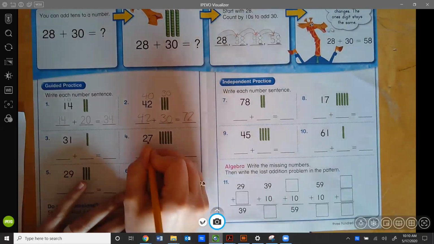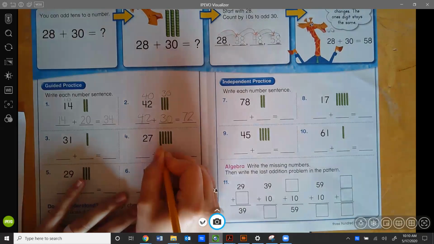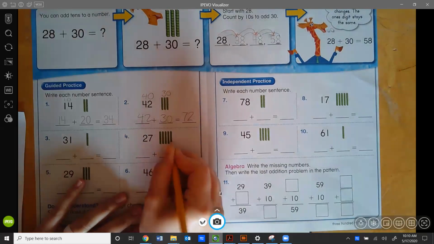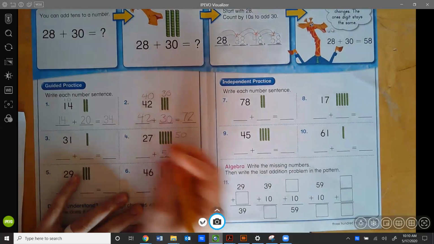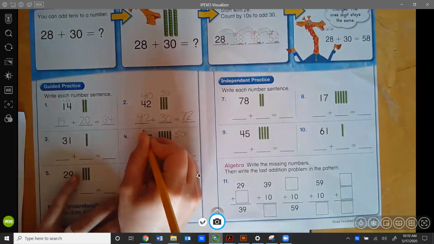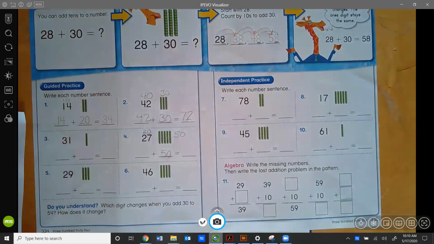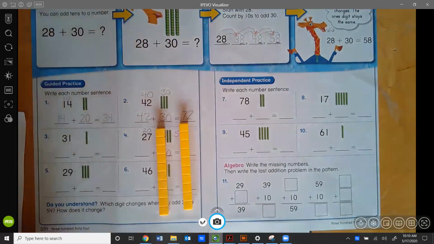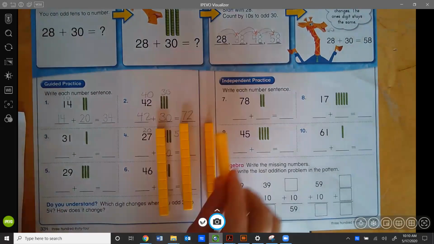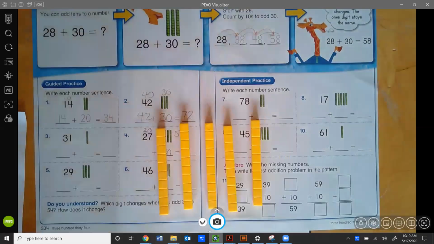Okay, so this is 27, and we're going to be adding 10, 20, 30, 40, 50. Wow, that's a lot. I'm going to write 50 here. Okay, the closest 10 here, I'm going to do 20. All right, so here we go. Let's count on from 20. 20, 30, 40, 50, 60, 70.